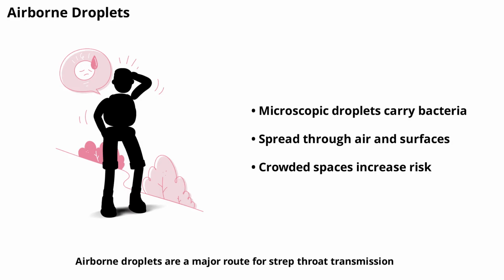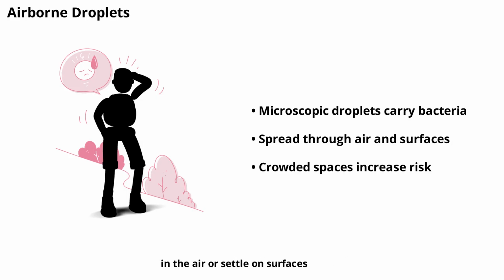Airborne droplets are a major route for strep throat transmission. When someone with strep throat talks, coughs, or sneezes, microscopic droplets containing the bacteria can linger in the air or settle on surfaces. These droplets can be inhaled by others or picked up from objects like doorknobs, toys, or utensils. This is why outbreaks are common in crowded or poorly ventilated spaces. Regular cleaning and proper ventilation can help minimize the risk of airborne transmission.